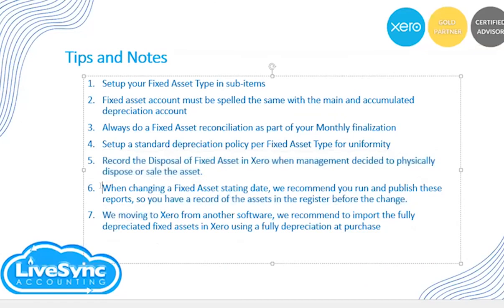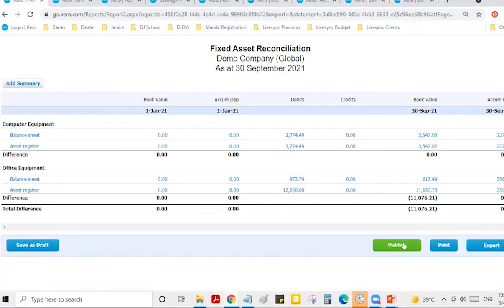Another tip would be, when changing a fixed asset starting date, we recommend you run and publish these reports so you have a record. So record the asset register before changes. Okay, so we have a habit here that if, for example, we need to change the fixed asset, remember, I told you earlier that it's a headache. Before I do anything and change the fixed asset date, I have to make sure I publish the reports first. Okay, I have to go here and then publish this.